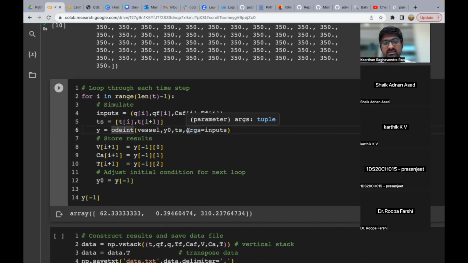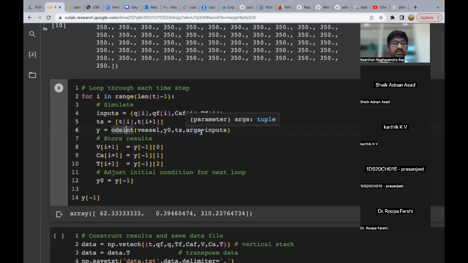And essentially you don't need this args. Sometimes some functions you don't require this. Usually, with some functions you need to pass in the arguments in the same order.